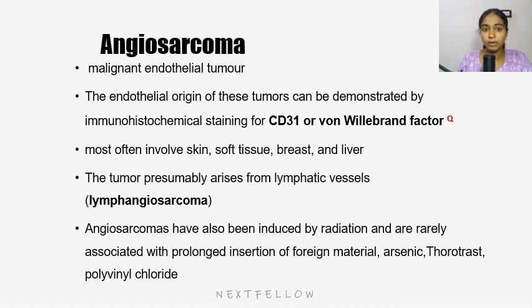So, coming to angiosarcoma. Angiosarcoma is a malignant endothelial tumor. The endothelial origin of the tumor can be demonstrated by IHC staining like CD31 or von Willebrand factor. It involves skin, soft tissue, breast as well as liver. The tumor which arises from lymphatic vessels is called lymphangiosarcoma. The risk factors associated with angiosarcoma involve radiation, prolonged insertion of foreign material, arsenic, polyvinyl chloride and thorotrast.